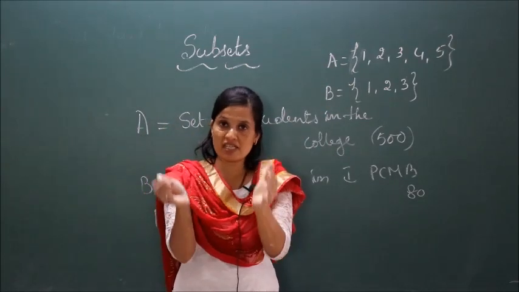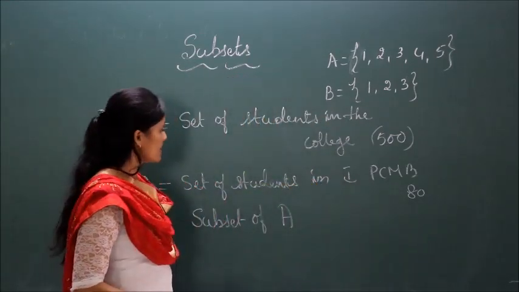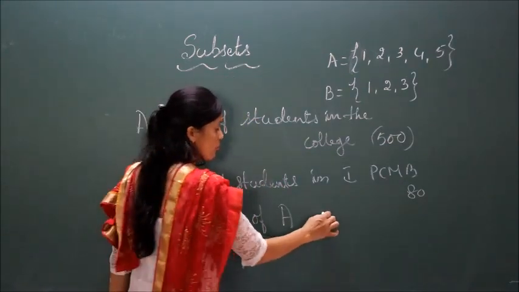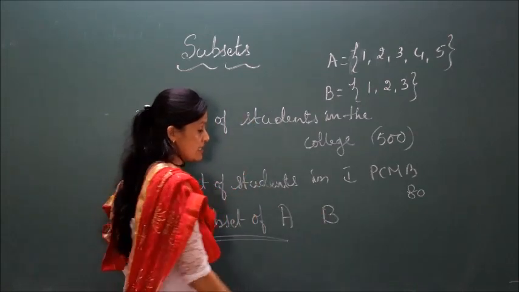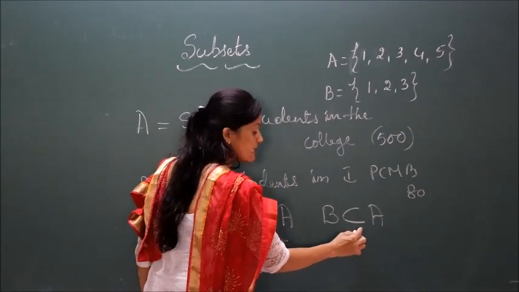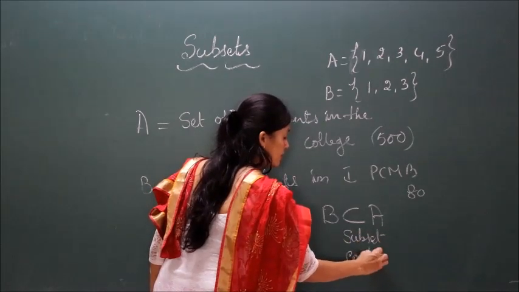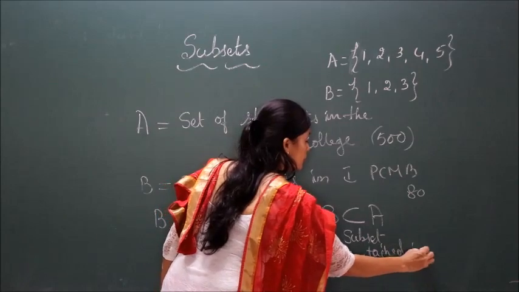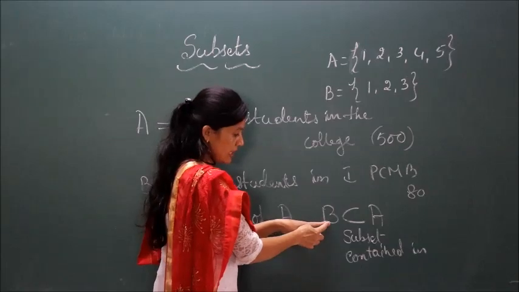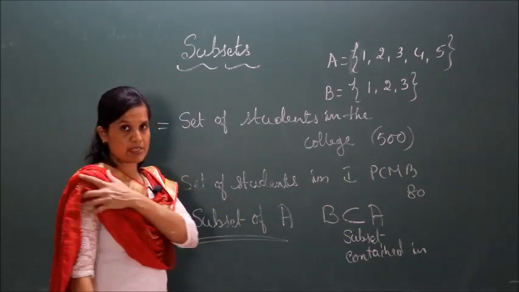If the elements of one set are contained in another set, this is represented using a symbol. The subset symbol is here. B is a subset of A. Symbolically, I can represent it as B ⊆ A. I read this as B is a subset of A. This is a symbol for subset, or contained in. B is a subset of A, or I can read it as B is contained in A. So this is the symbolic representation.